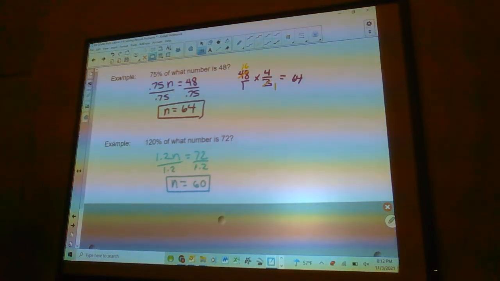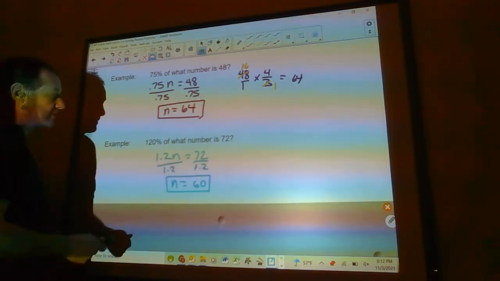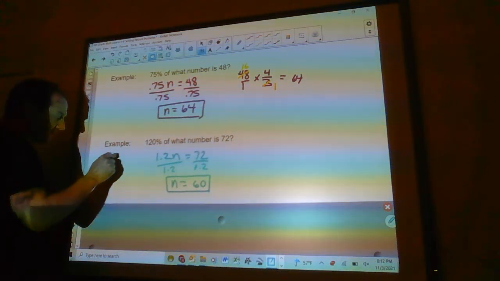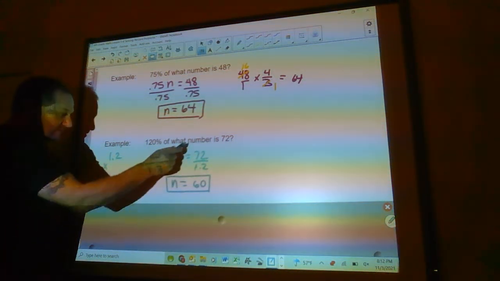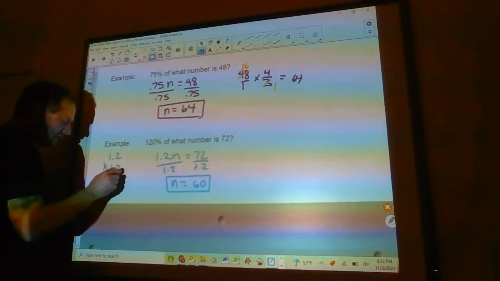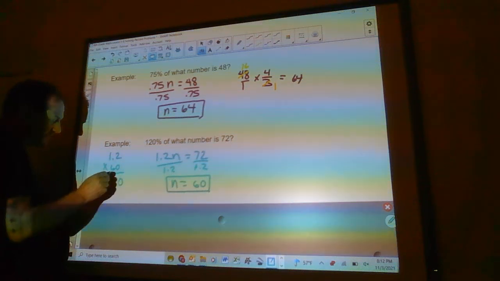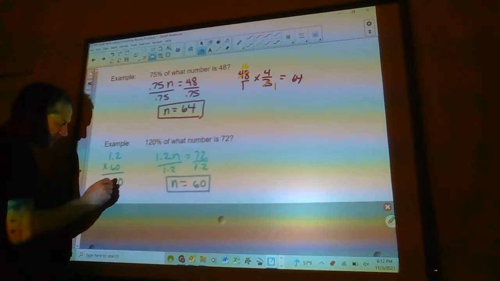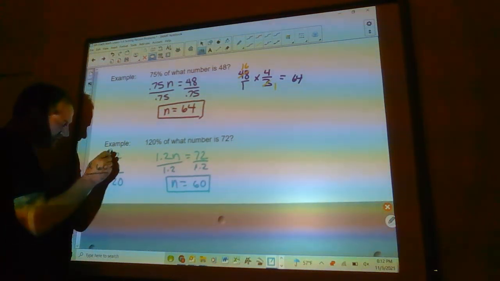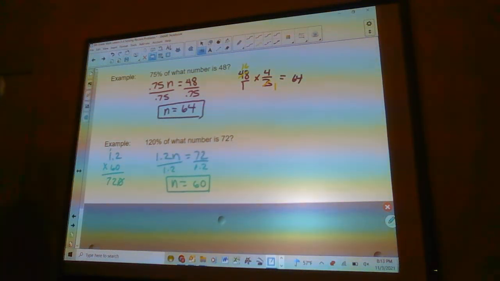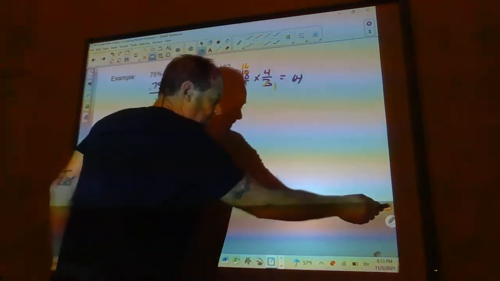So there we go. If I wanted to check this, I would take 120%, which would be 1.2 times the number n, which is 60, and I should get 72. Well, let's see, put down the 0. Then I've got 6 times 2 is 12, carry my 1, 6 times 1 is 6, plus 1 is 7, 1 decimal. Sure enough, it works. 72.